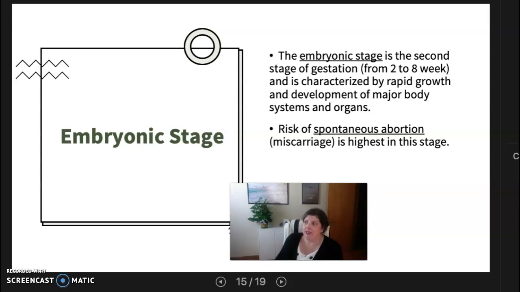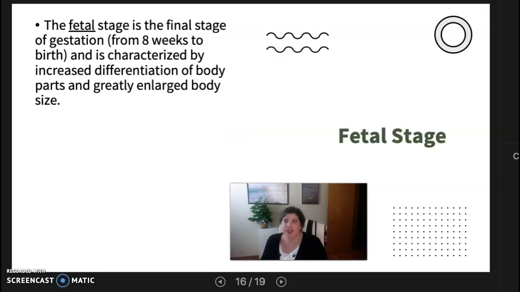For a long time, it's been stigmatized. And I feel like that's changing, at least in certain circles. People are trying to change that and be more open about their experiences, but historically. And then the third stage is the fetal stage.